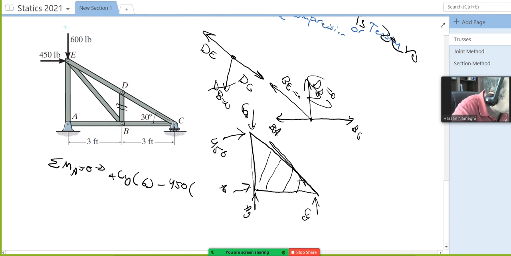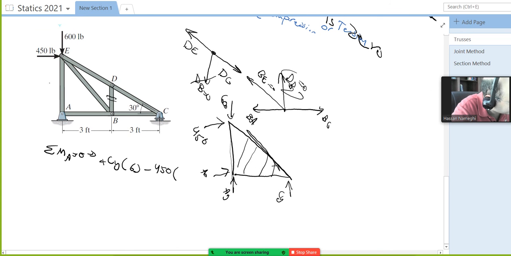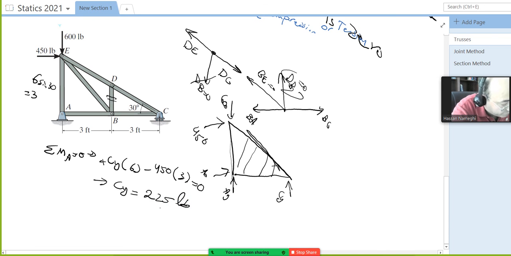that distance is not given to me, but I can find it. This side is 6. This angle is 30, right? If you have a triangle, this angle here is 30. The side here will be 3, right? Because this would be 6 sine 30. 6 sine 30 is 3. Minus 450 into 3 equal to 0. From here I can find CY is equal to 225 pounds.